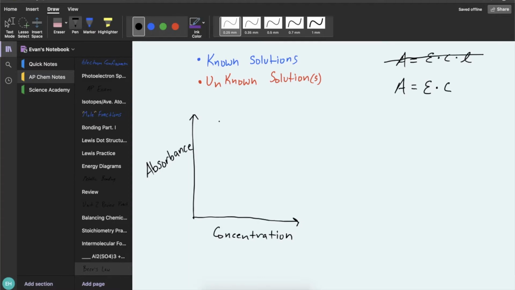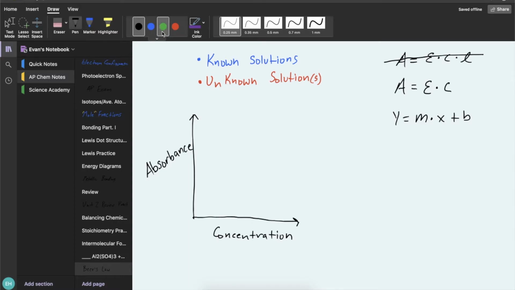Now, when we're actually graphing and analyzing data from solutions that we've already tested, we generally want a linear graph. Now, if you go back to geometry or algebra or whichever class you learn this in, the formula for a line is y equals mx plus b, right? Where b is just our y-intercept.